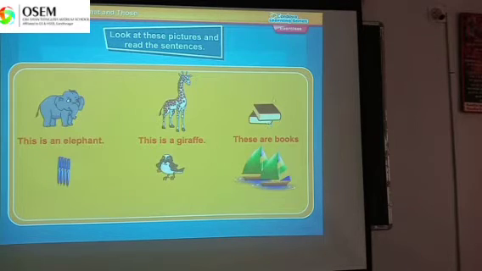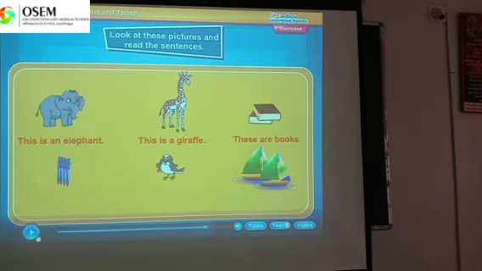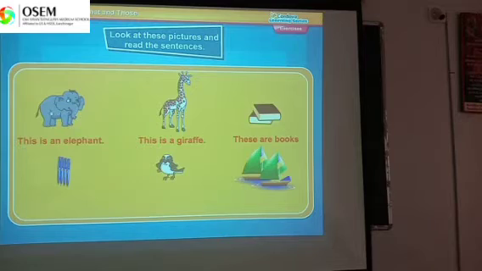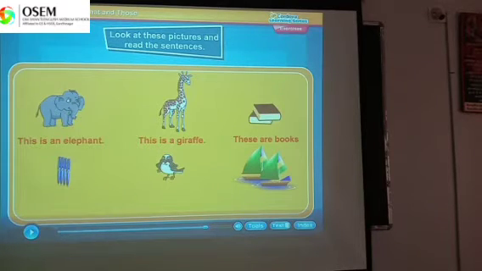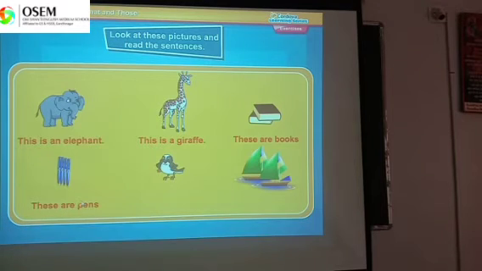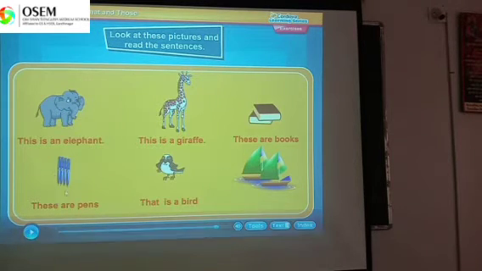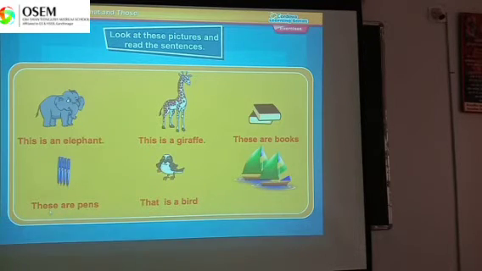Then here we are talking about more than one, plural nouns. So we use these. These are books. We use this with singular nouns. We use these with plural nouns. These are pens. Students, here you can see there are 4 pens. So we use these. These are pens.